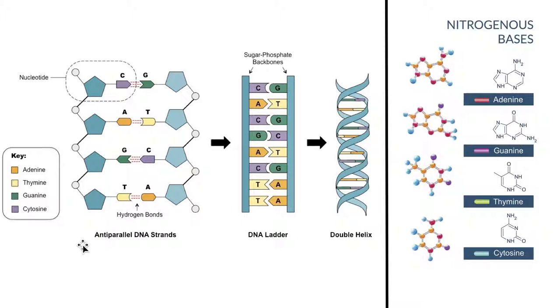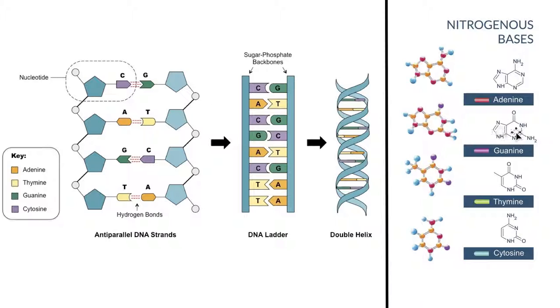So the backbone of the DNA, the outside of the ladder, is made up of sugar and phosphate, and the inside is made up of these nitrogenous bases that are responsible for the DNA sequence that makes each individual unique and different. The nitrogenous bases form different base pairs, and C and G's always go together, and A and T's always go together.